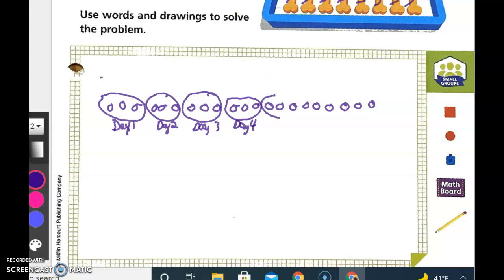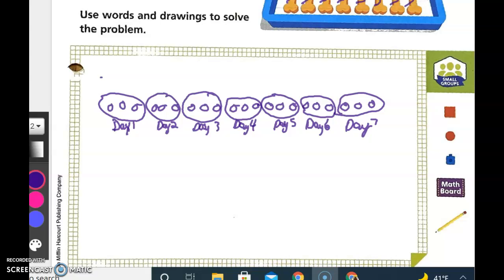I need to erase this. Day 5. We don't have time. Day 6. And day 7. Okay, if you're working at home and you don't have that done, please finish that up. Okay, so we can see from our drawing that he has enough treats for 7 days.